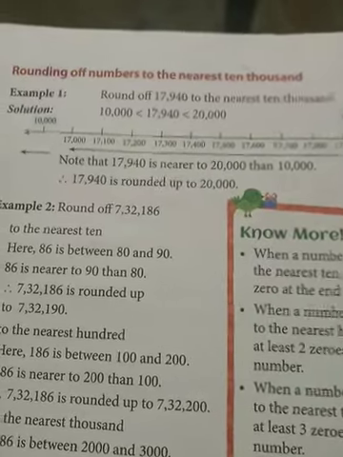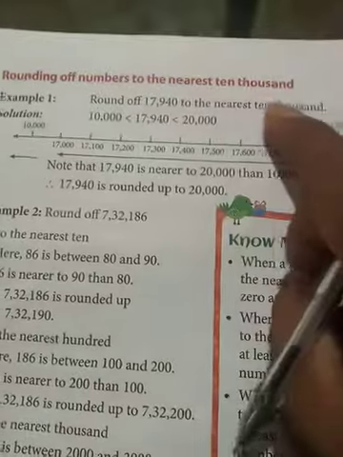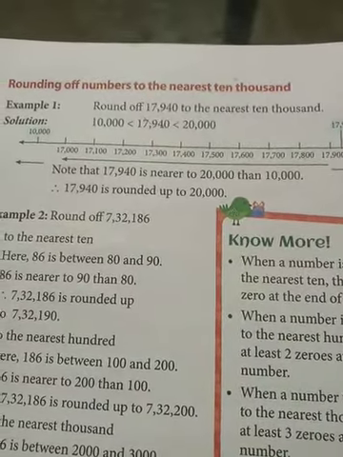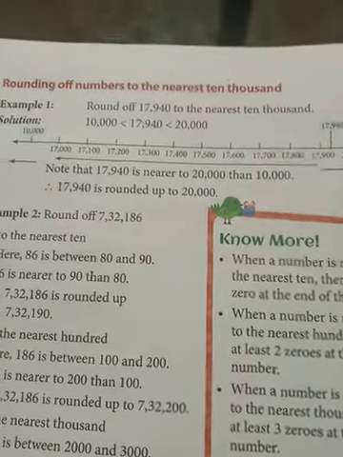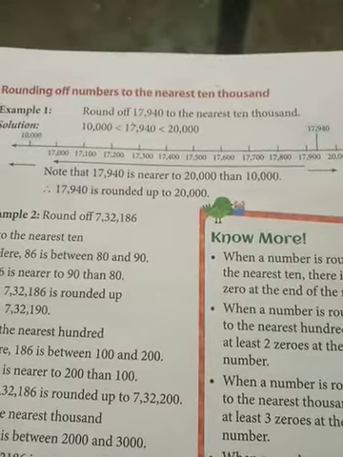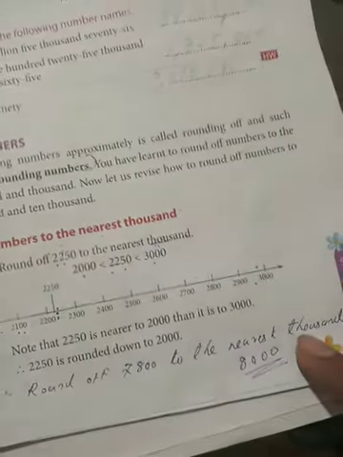Hello dear students, in today's session we will learn how to round off numbers to the nearest 10,000s. Yesterday we revised how to round off numbers to the nearest thousands. One question was to round off 7,800, and the answer for that one is 8,000.